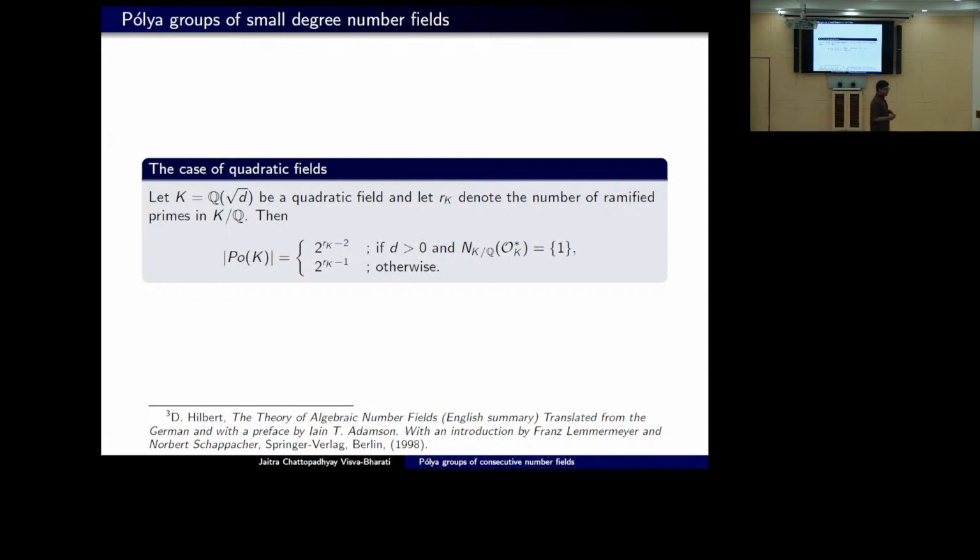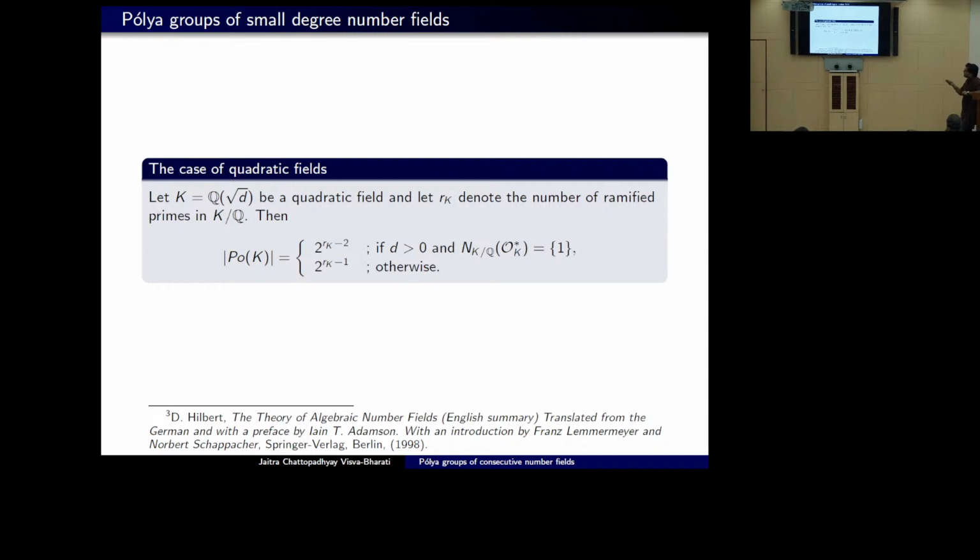Now what are the fields that are not Pólya, meaning Po(K) is not trivial? Can it go arbitrarily large or does it have some bound? So from some work of Hilbert, it follows that if we take a quadratic field Q(√d), then the order of the Pólya group is nothing but 2 to the power the number of ramified primes minus some factor. If it is a real quadratic field and the fundamental unit has norm 1, then it is 2 to the power number of ramified primes minus 2, and otherwise it is minus 1. So this actually tells us that if a quadratic field Q(√d) has too many ramified primes, then its Pólya group will be much larger. So if d has, suppose, 10 prime factors, then it will have some 2 to the power 8 or 2 to the power 9 order of the Pólya group.